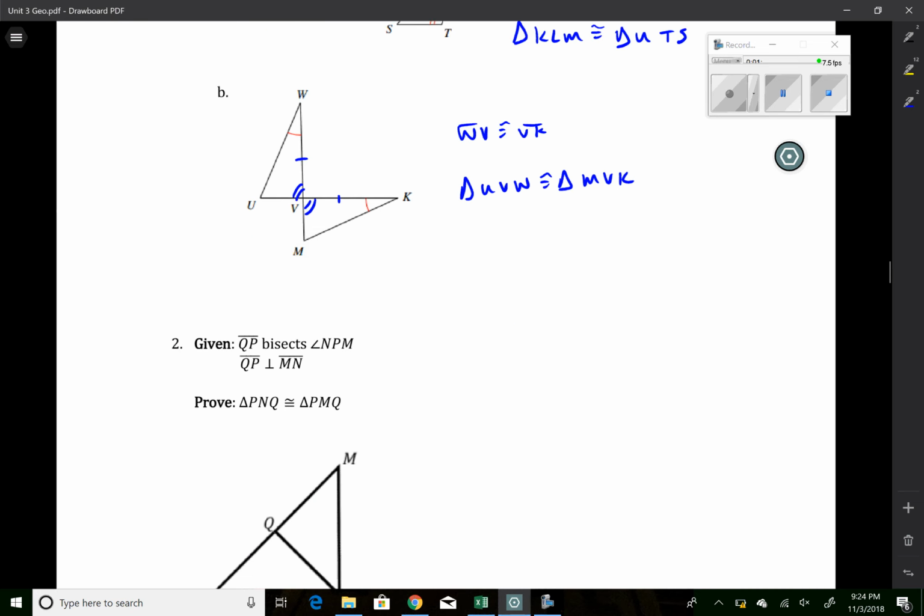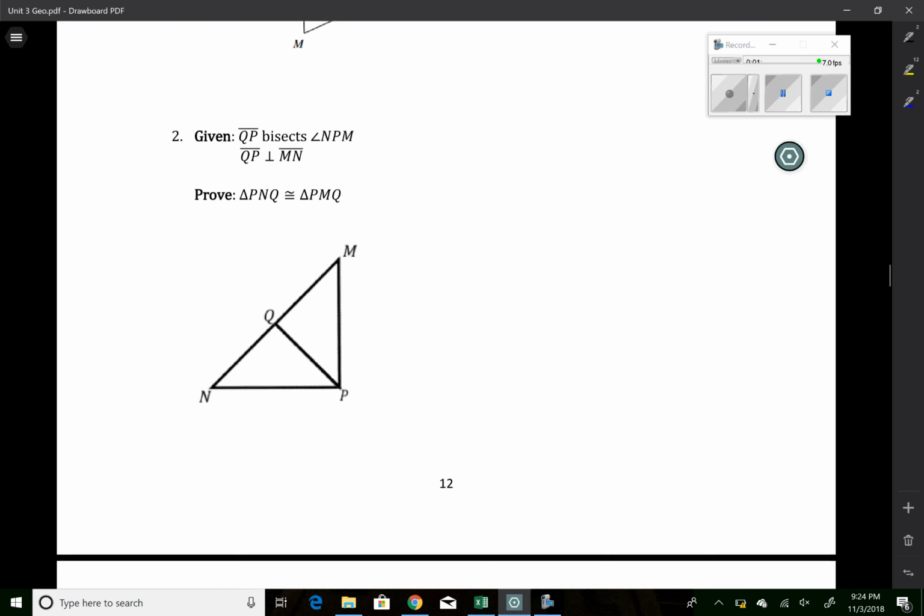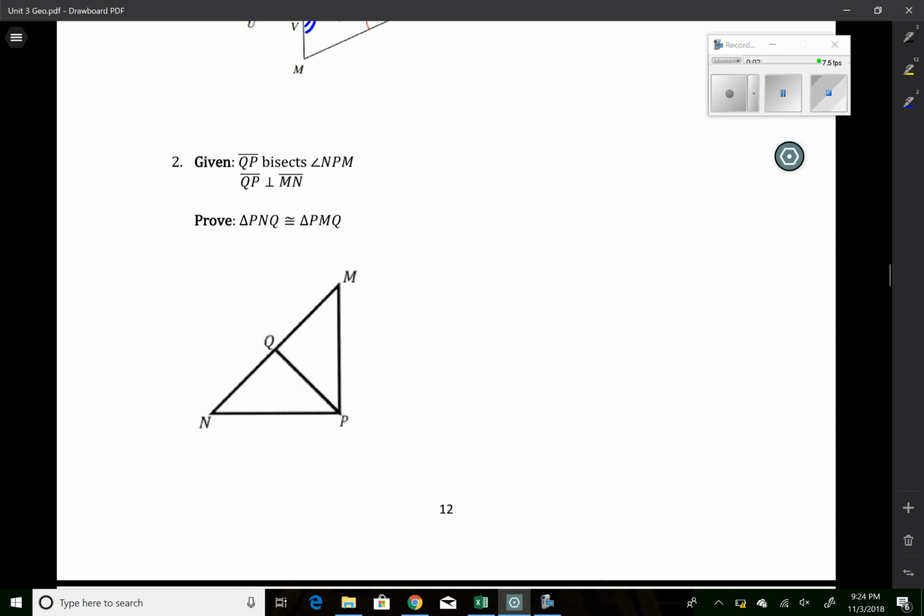Number 2 is an actual proof. So number 2 is a familiar picture. We've seen this in a previous lesson, but there's different givens, so the proof itself is going to be different. So it's asking us to prove that the 2 triangles are congruent. It tells us that one of the angles is bisected and that 2 of the segments are perpendicular. So just like always, we want to start with the first given. So QP bisects angle NPM, given.